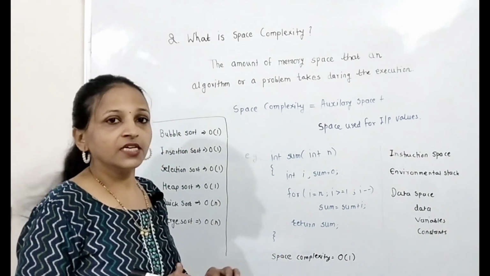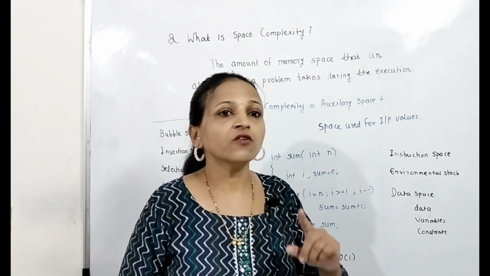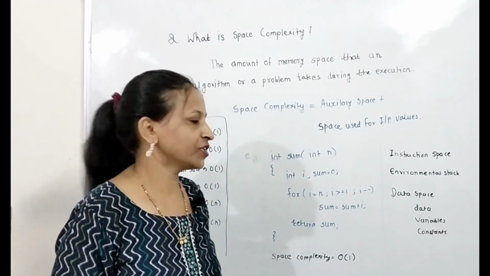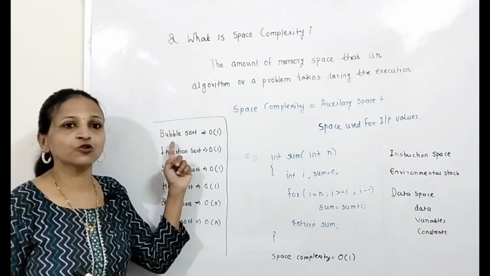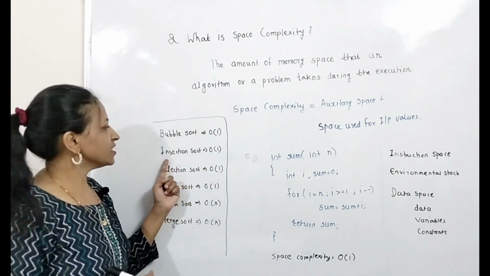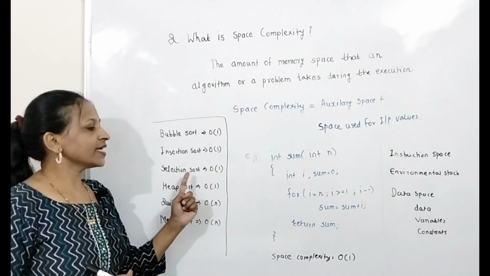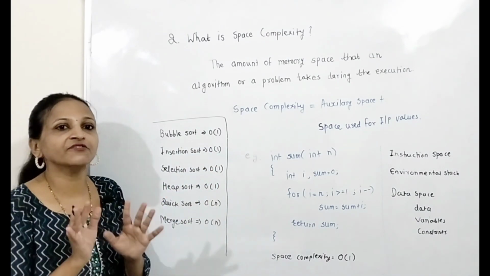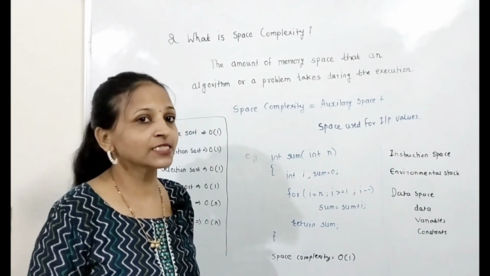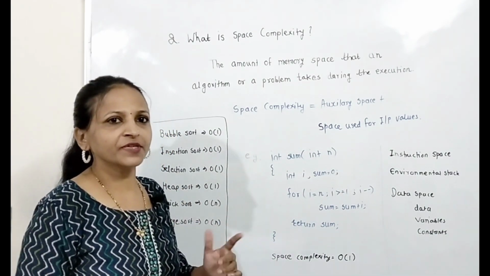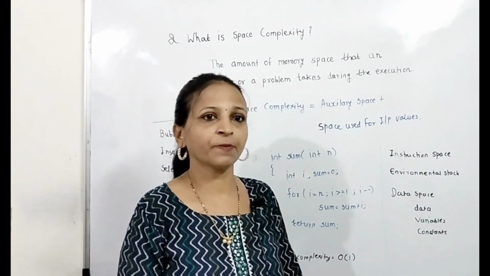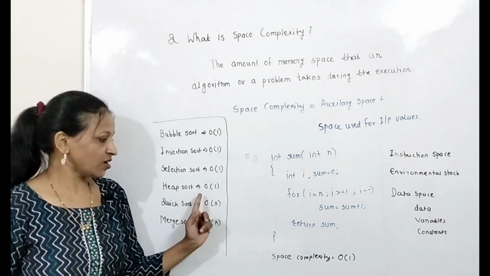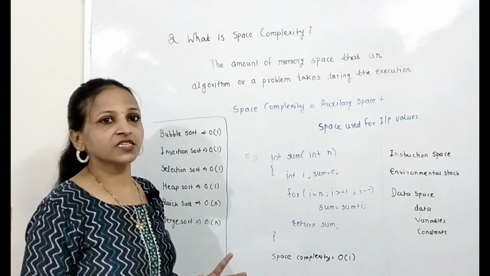And you have to keep in mind the worst case space complexity for all sorting algorithms. Here I have mentioned bubble sort, which is big O of 1, insertion sort big O of 1, selection sort big O of 1, heap sort big O of 1. All are constant and fixed, not taking any extra space according to input. Even if the input is changing, the space is fixed. That's why these algorithms have constant space complexity.